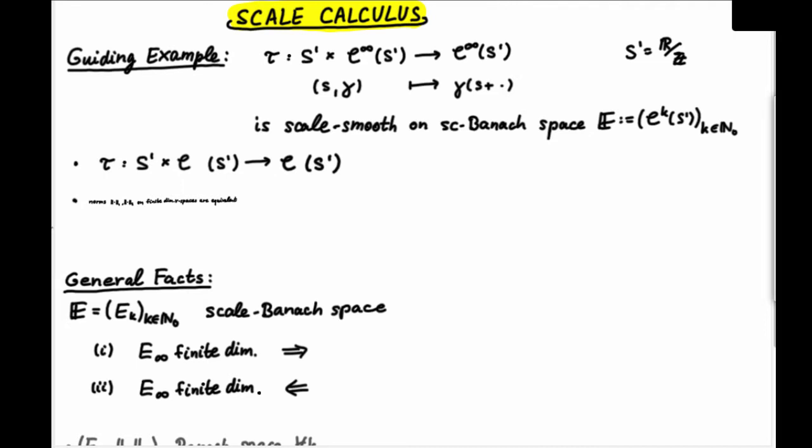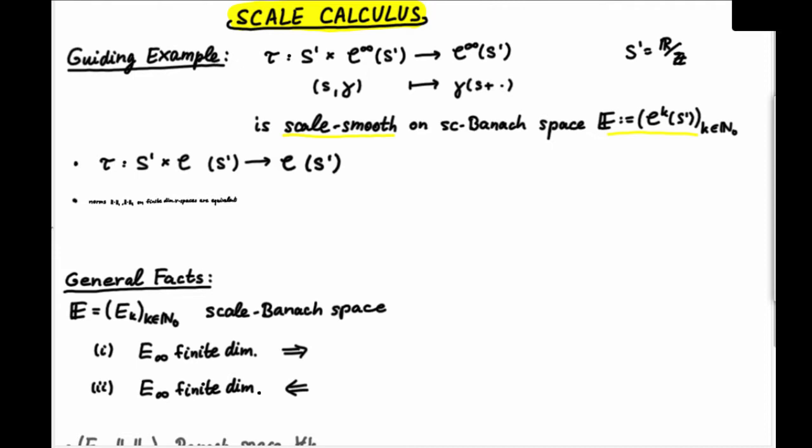So back to our guiding example of the simplest possible reparameterization on S1. We had convinced ourselves that that is scale smooth when you look at your C^k scales of Banach space completions of C infinity. Now, I would like to see some kind of classical smoothness on, say, finite dimensional submanifolds of the domain.